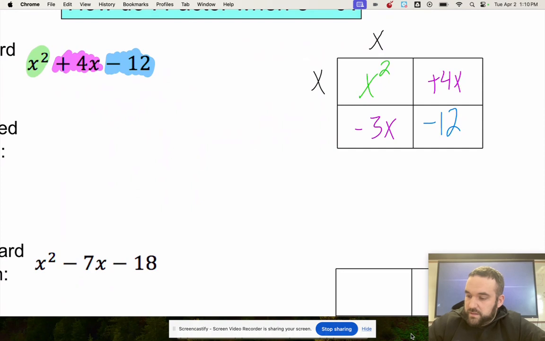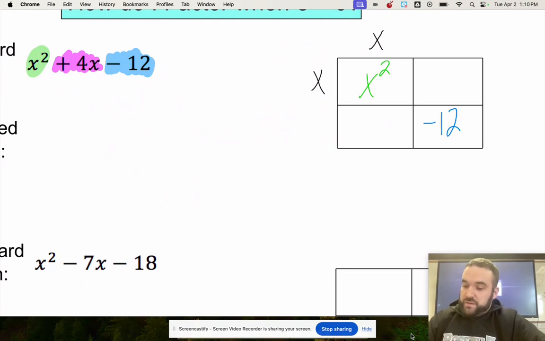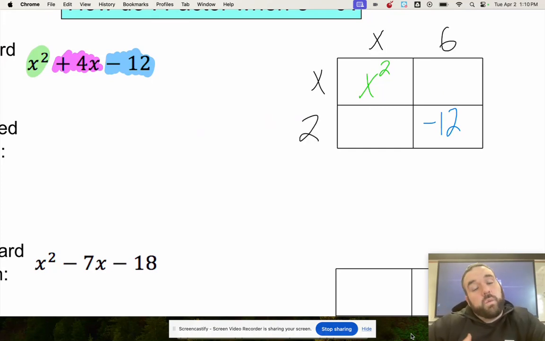And this is the kind of cat and mouse game that you play with factoring. It's just trying number combinations until we find something that works. And sure enough, if I try 6 and 2, I know I need one of those to be negative. But I know when I combine them, I want to get positive 4x. So if I'm going to combine and get a positive 4, I can't have the larger number be negative. Like if I tried to do this, that's not going to work, because negative 6x and positive 2x combined is not going to give me positive 4.